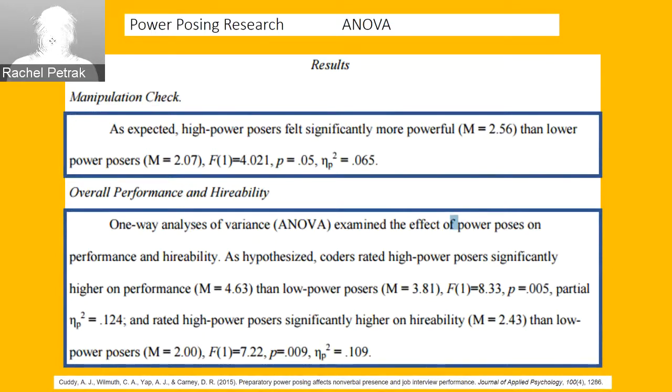They have these two groups of participants, the high power posers and the low power posers. We measure their hormone profiles before and after power posing, and we also measure their performance in the interview and specifically look at some associated variables that we expect to be confounders.